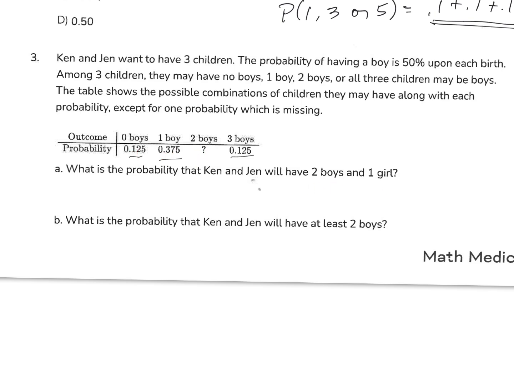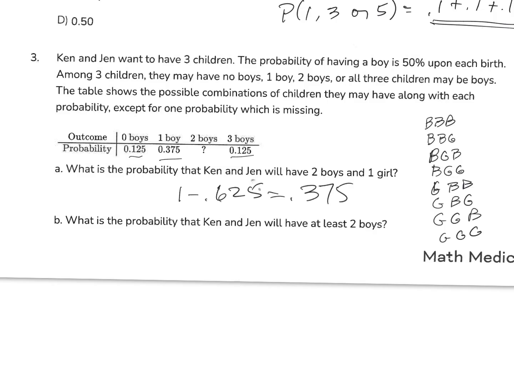Well, if I take the sum of these 3 probabilities, I get 0.375 and 0.125 and 0.125, so this is 0.5 plus 0.125 or 0.625. So whatever's left over goes in here for 2 boys, so it's 1 minus 0.625, which is 0.375.